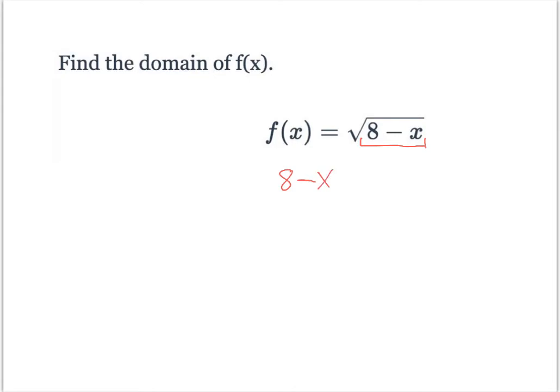So if 8 minus x cannot be negative, that means it has to be greater than or equal to 0. In finishing this up, I'm going to add x to both sides, and we get 8 is greater than or equal to x. That's my domain. Those are the numbers that if I plug in here, they'll be okay.